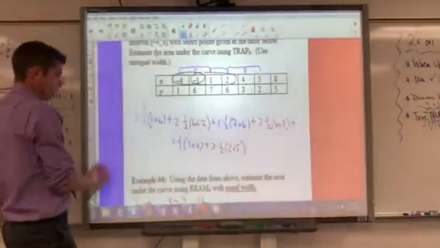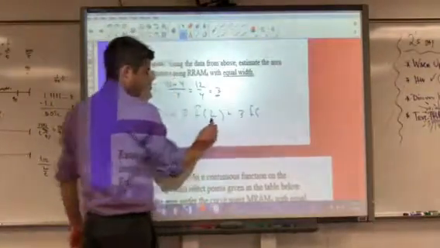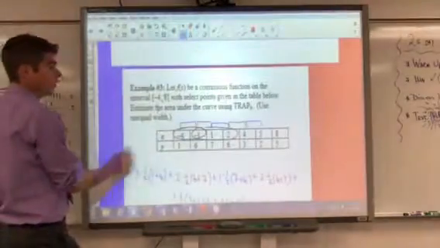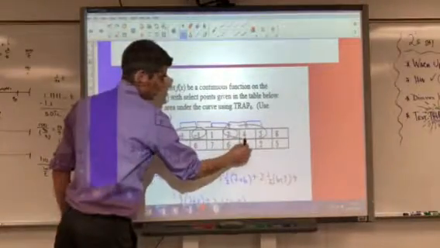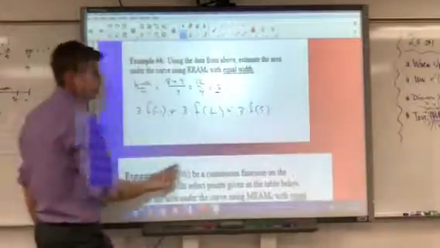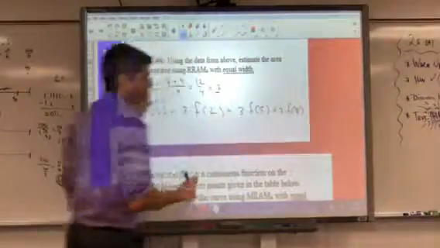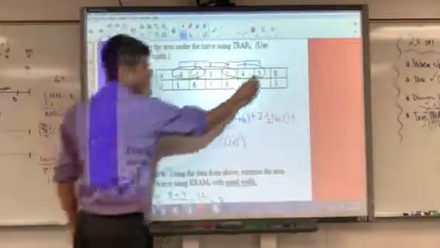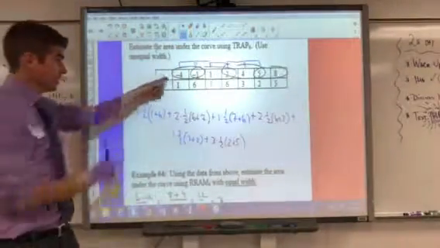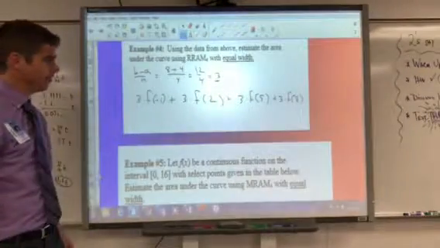So f of 2, plus, and then again, 3 times f of, well, 3 more than 2 is 5. The next rectangle is from 2 to 5, right? From 2 to 5, I don't care if there's a data point in the middle, I'm choosing 5, which is the right side. And then our last rectangle would be plus 3 times f of 8, because 8 is 3 away from 5, and it just conveniently happens that we have that data point. I picked these numbers on purpose so I can actually do a RAM 4. And then I calculate that value.